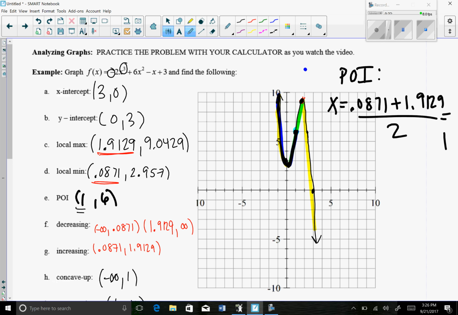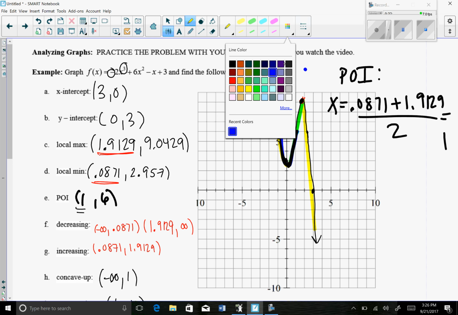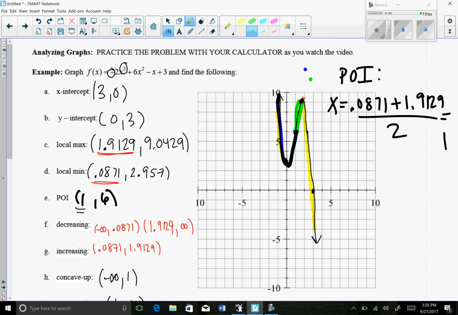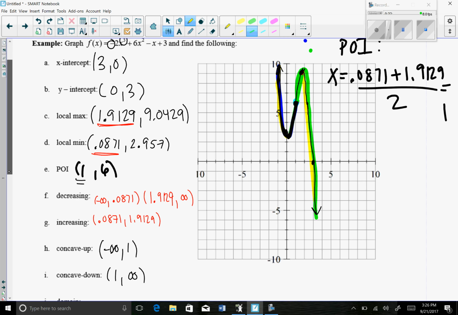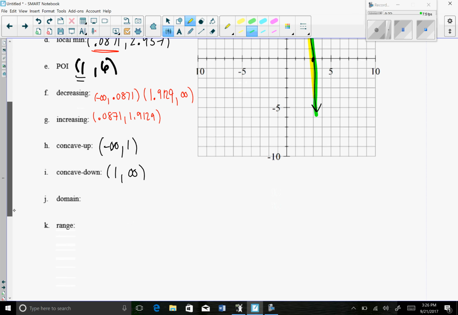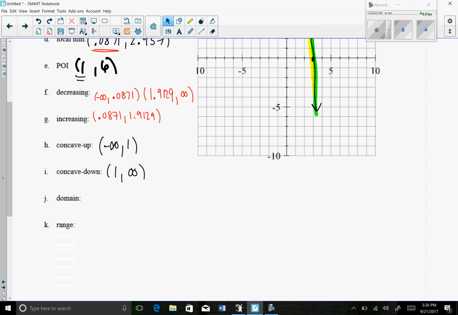And again, you can just see that by looking at the graph that we have right here. So from here down, it curves down, so concave down. And the next step is to figure out the domain and the range. We know this from last year, and we've already talked about domain and range this year. So the domain of a polynomial function is going to be all real numbers. And the range is also all real numbers.